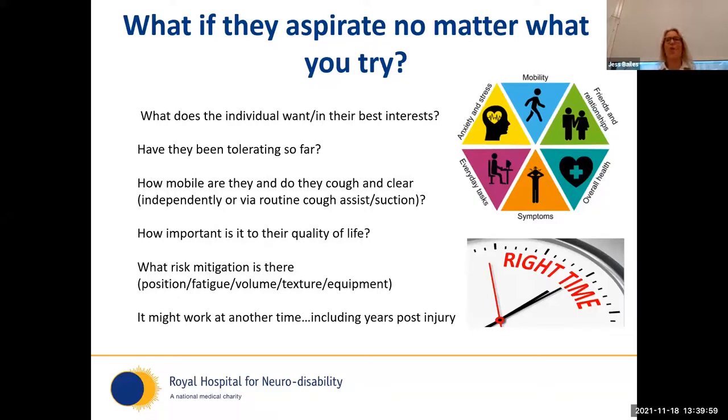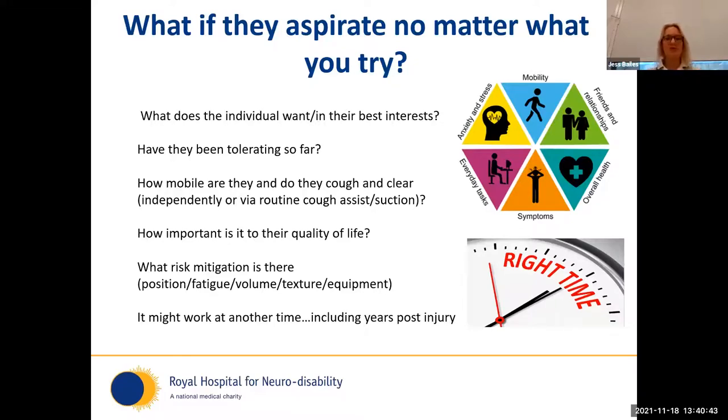What if they're aspirating whatever you try? I guess we just wanted to raise the issue that aspiration isn't the only thing we're looking for. We're also looking for what they tolerate better. What are the exercises that might help this person? What might be the least risk in terms of what the person wants? What might be in their best interests? What have they been tolerating so far? Can they cough and clear what they do penetrate? Or are they a person that has routine cough assist and suction that manages it in the right balance, in terms of how important it is for their quality of life?